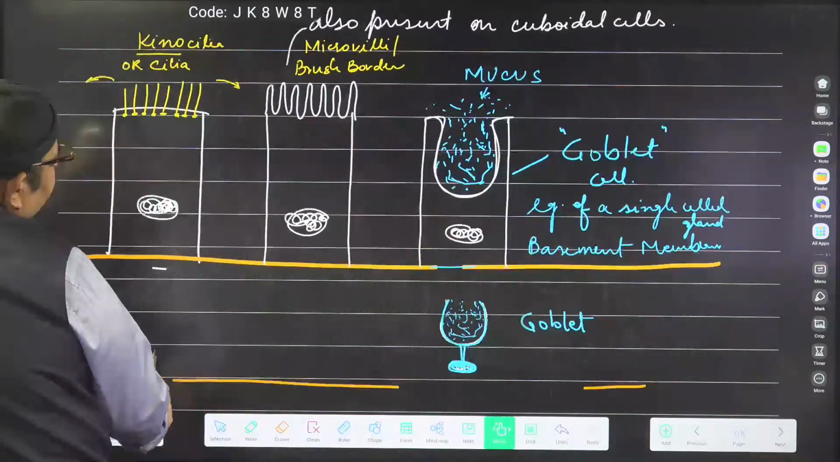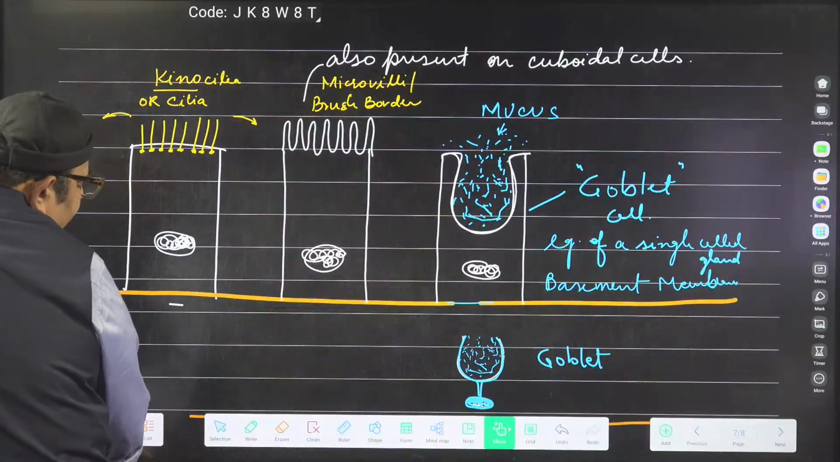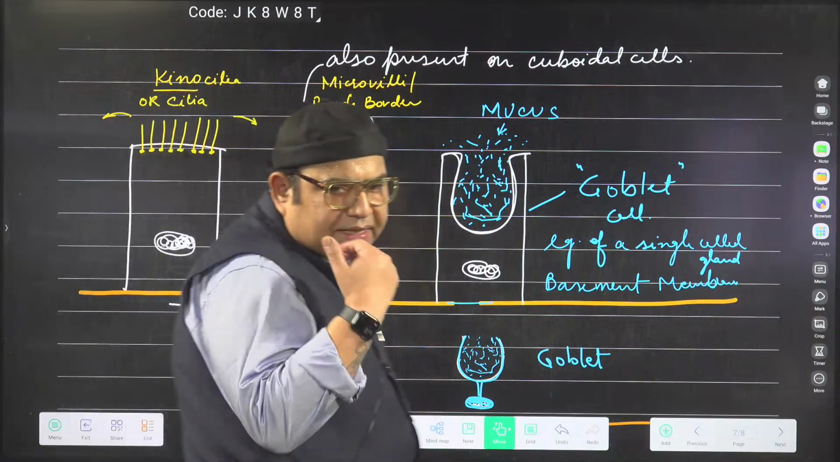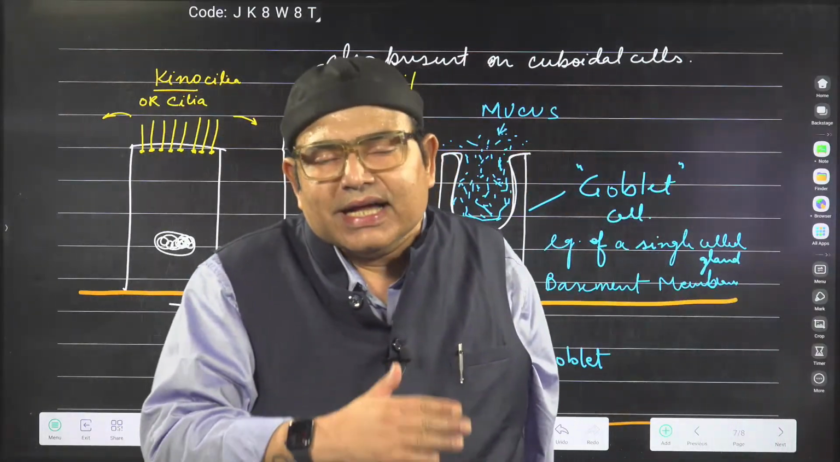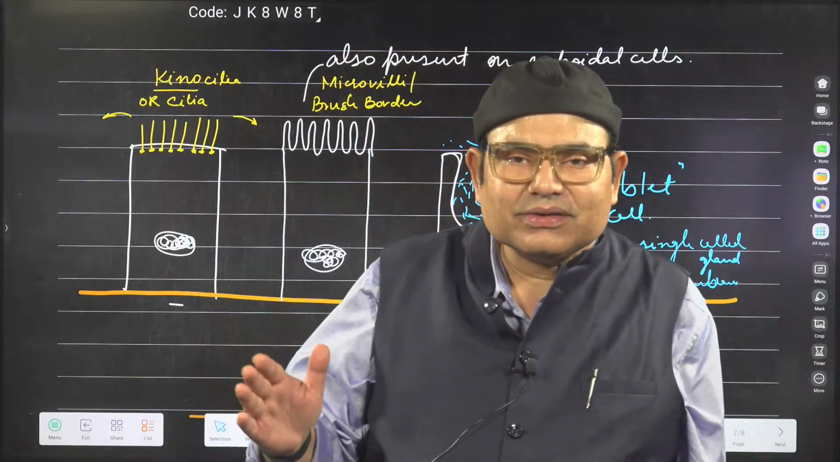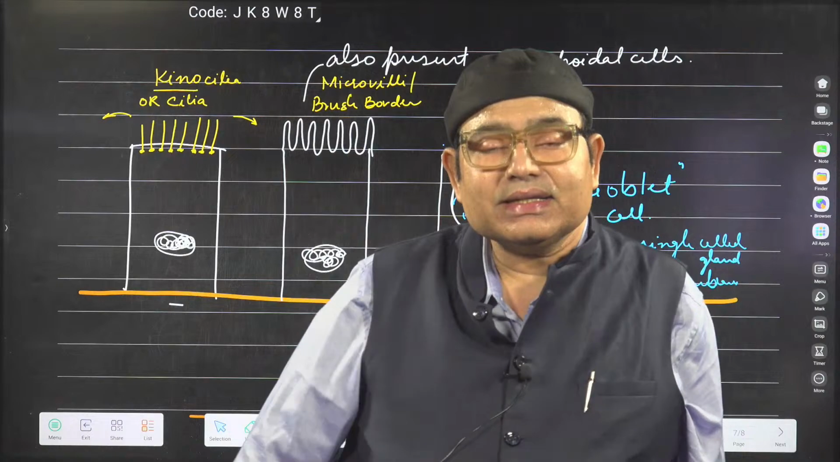So my dear students, this is all about me here. You'll find these goblet cells in epithelium like respiratory epithelium. You may also find them in the epithelium of the fallopian tubes, and the epithelium of the stomach and intestine.